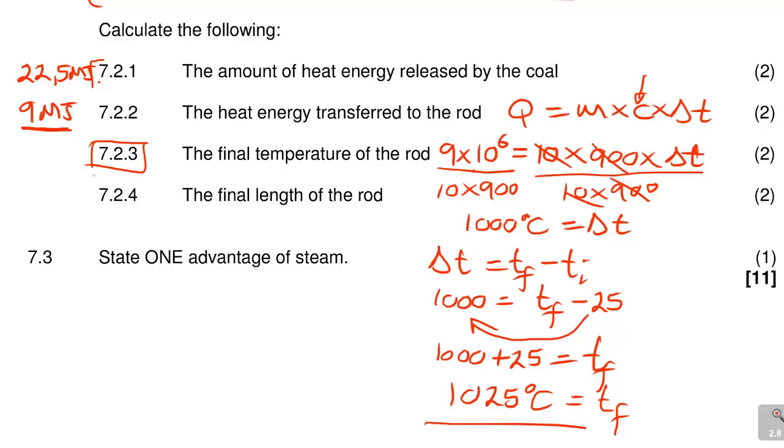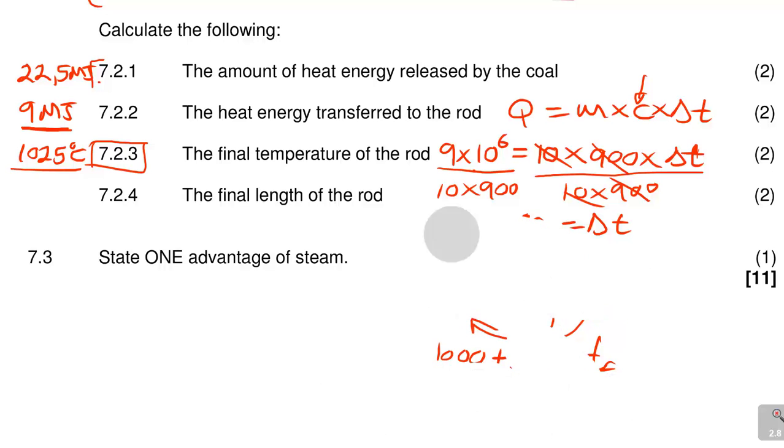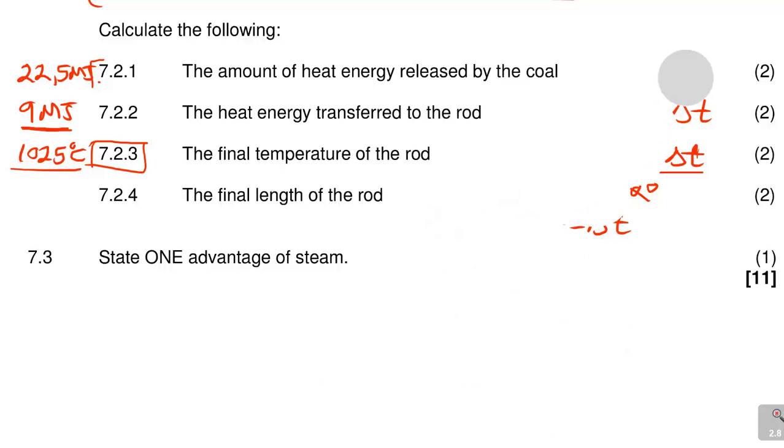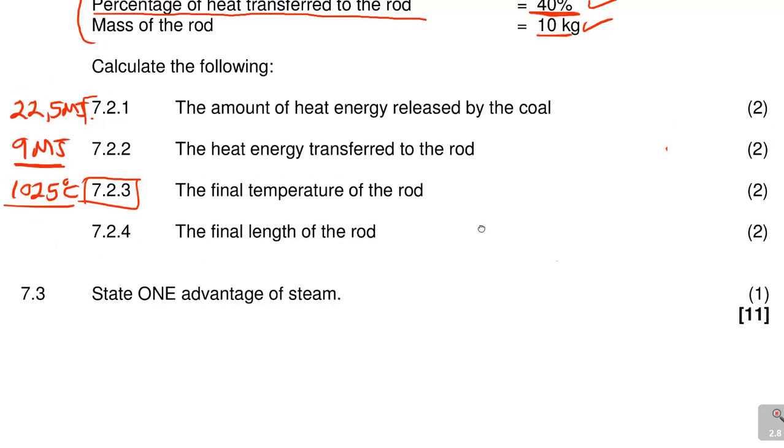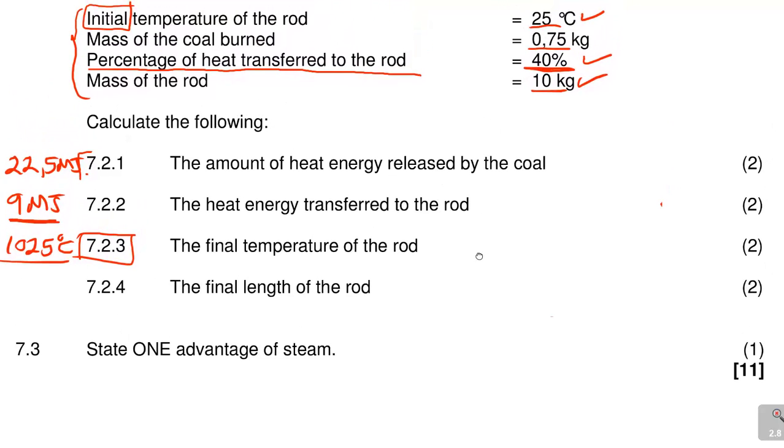So that is 1025. Don't forget, units are very, very important. If you don't write units, they're going to penalize you. Let us move on. The next question says, the final length of the rod. Now they have changed the tense. They are talking about the length of the rod.